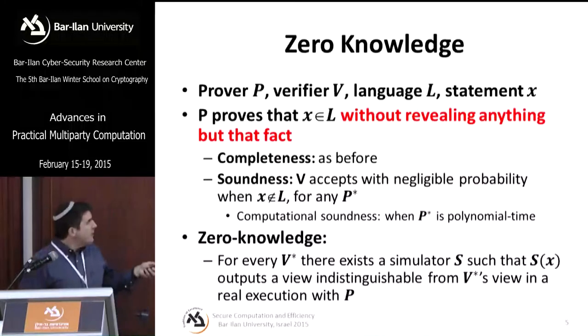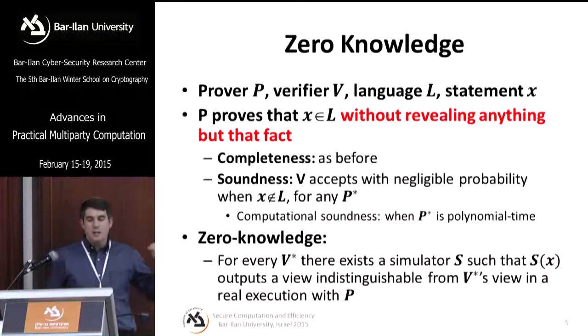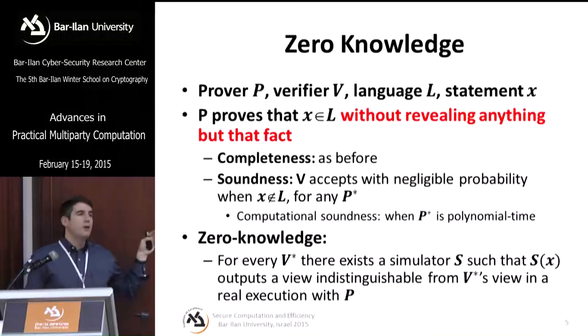Formally, we say that for every possibly cheating verifier V star, there exists a simulator, so that the output of the simulator, when given only the input X, is indistinguishable from the output of the verifier in a real interaction with the prover. Note that if we're thinking in the secure computation type concept, we have two parties.